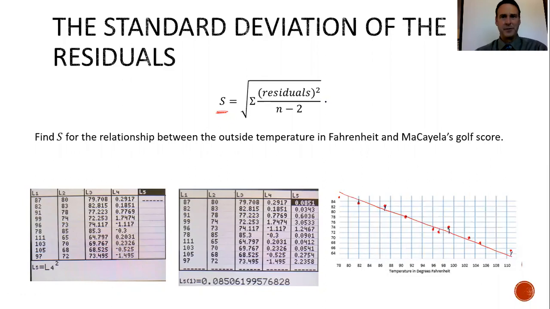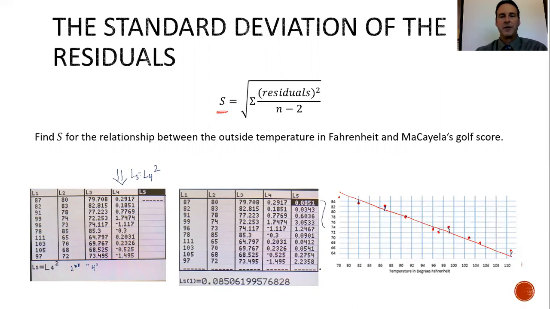So the formula is pretty easy. For what we have already written, it's the residuals squared. And what's nice is my residuals are all in L4. So in order to get the first part of this formula completed, all I have to do is take the items in L4 and square them. That's what L5 is. Remember, to get L4, it's second, then 4, and then you just square it. When you do so and hit enter, you get this list of numbers, and hopefully that matches.